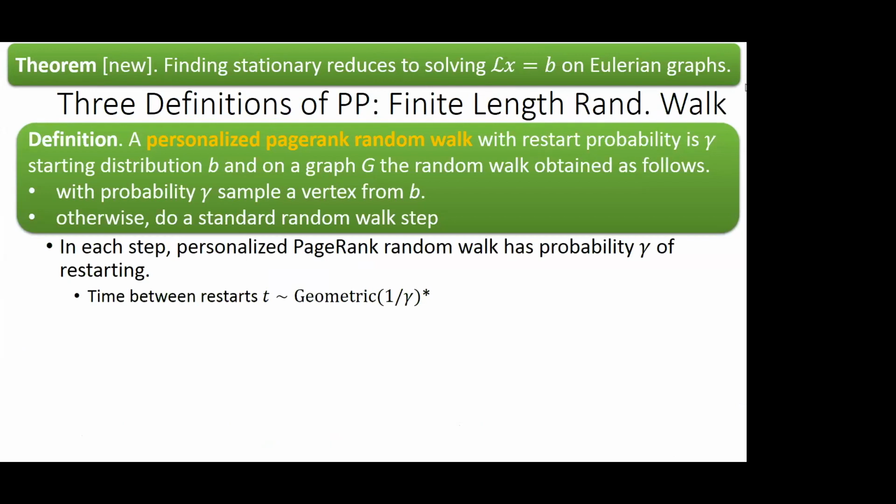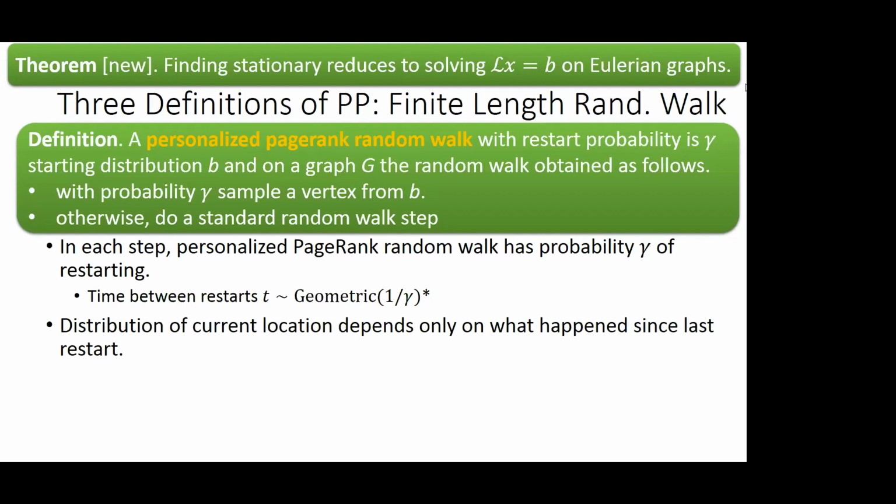If we think about this definition, what it's saying is that in each step, the personalized PageRank random walk has gamma probability of restarting. And so what that means is that the time between restarts, t, is a geometric variable where the expected number of steps until you restart is 1 over gamma. And the distribution of your current location, remember, only depends on what has happened since the last time you restarted, because every time you restart, you completely forget your history and just go to some fixed distribution.